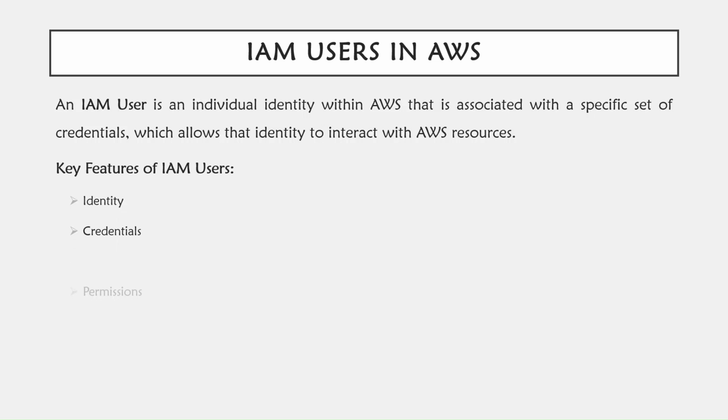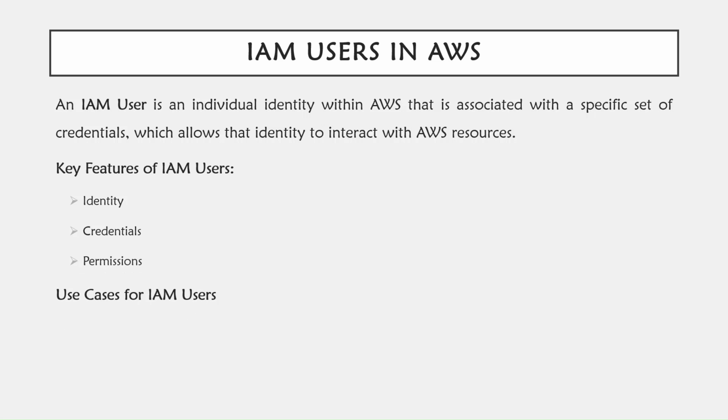The next we have is permissions. Permissions can be assigned to IAM users directly or through groups or roles. These permissions determine what actions the user can perform on AWS resources. Permissions are granted through policies, which define what actions can be performed on which resources. Let's understand the use cases of IAM users. Here I have taken three: employee, services, and auditing.